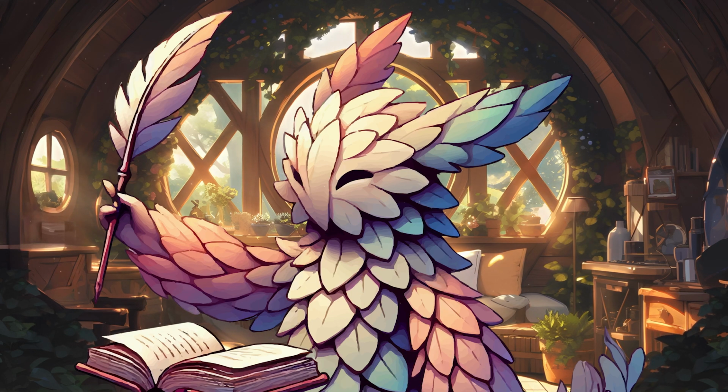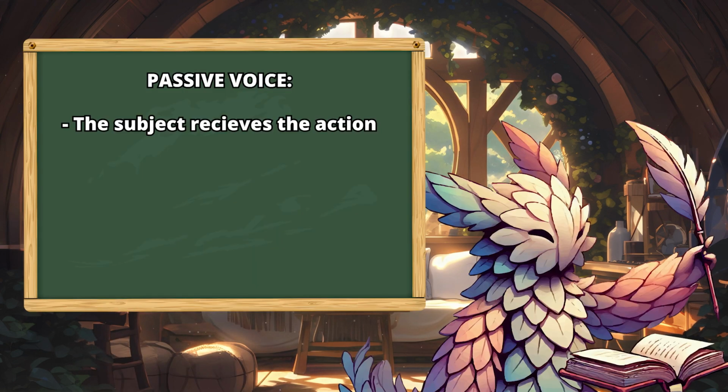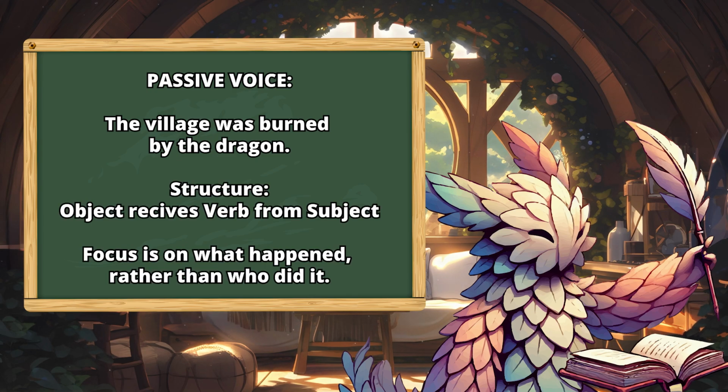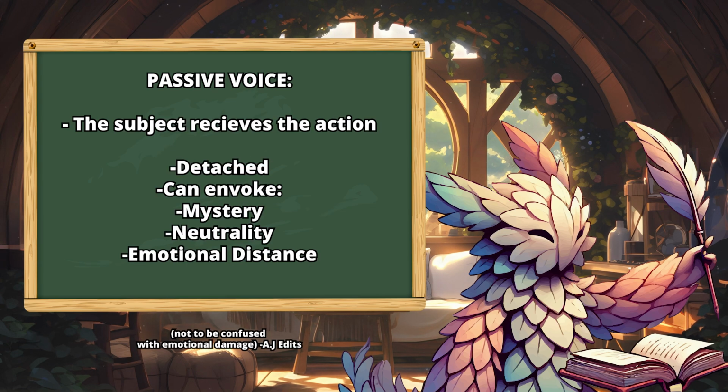Now, let's flip that to passive voice. Passive voice places the subject as the receiver of the action. The village was burned by the dragon. The focus now shifts. It's about the village and the aftermath of the event rather than the one causing it. Passive voice adds a layer of detachment, which can evoke mystery, neutrality, or even emotional distance, depending on the context.